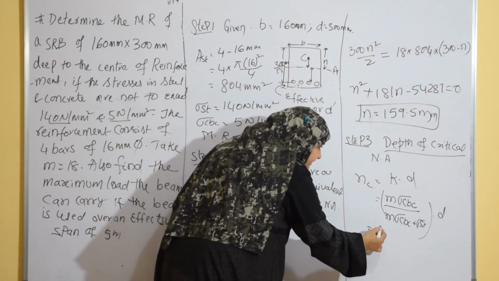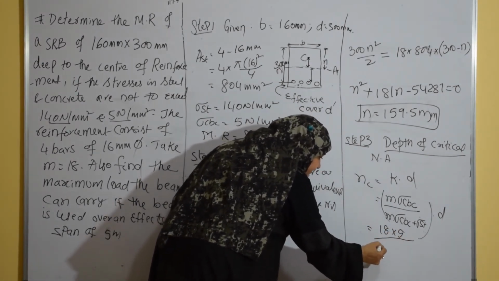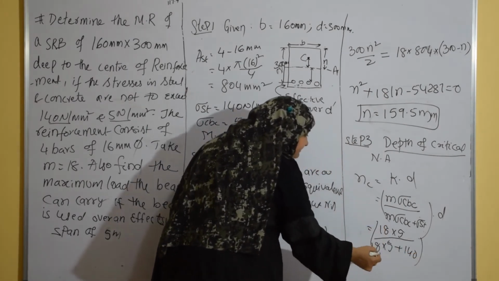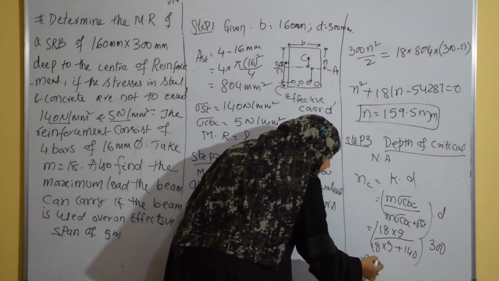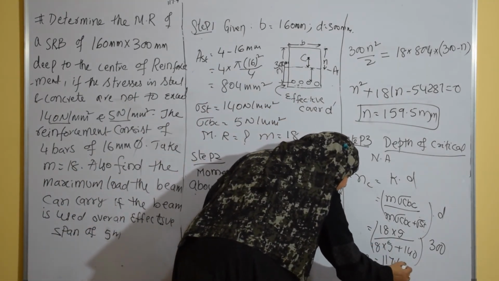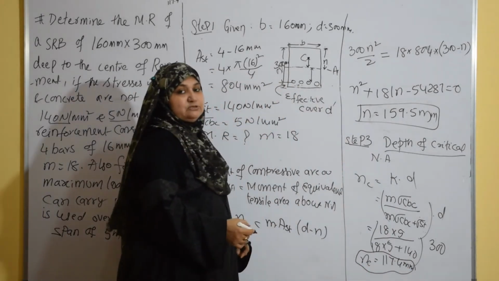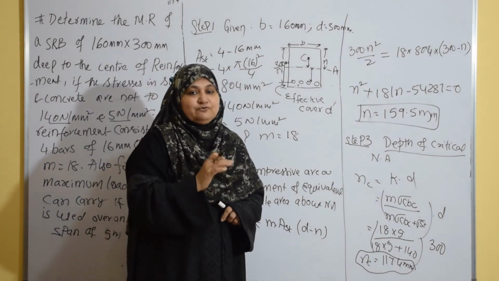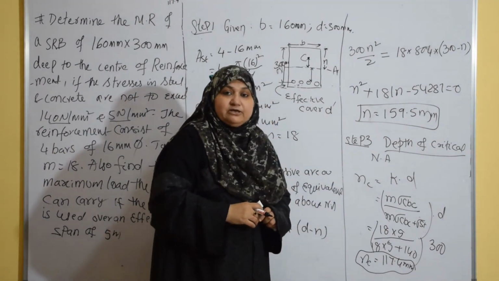M is equal to 18, sigma CBC is equal to 5, so 18 into 5 over 18 into 5 plus 140. This you multiply with D. D is 300 mm. So we get the depth of critical neutral axis as 117.4 mm. If it is a balanced section, then, as you have seen, the depth of neutral axis depends only on the grade of steel. I have told you in the earlier videos. So fine, we got the depth of critical neutral axis as 117.4.